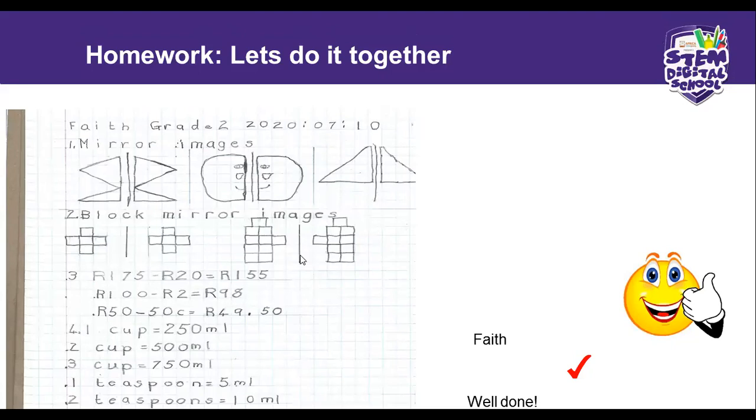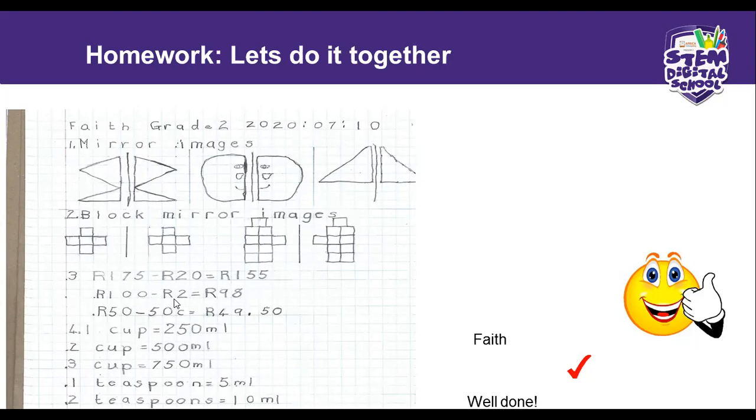Same applies to this one. You shift your line of symmetry there, and then this image, you will move it next to this one here. Good. Now let's look at the calculations there. 175 rand minus 20 rand is equal to 155. Those that I didn't get your homeworks from, check yourself there, and then give yourself a big tick there. Right. We go to the next one.